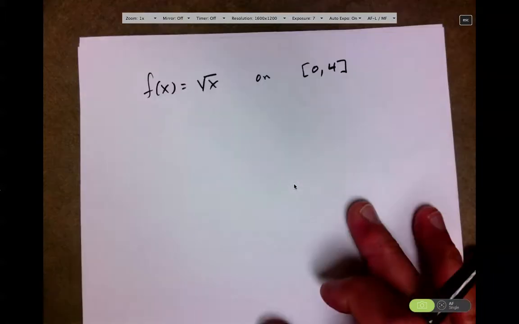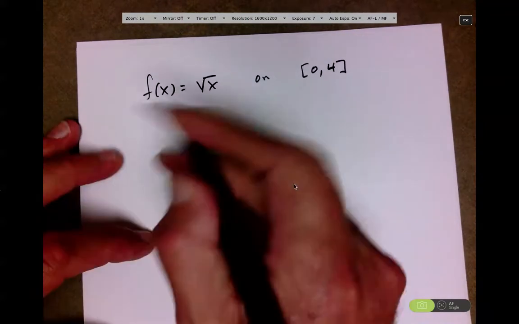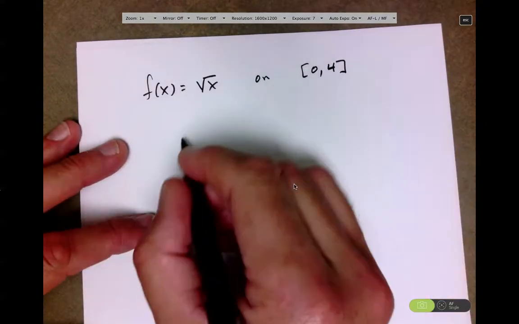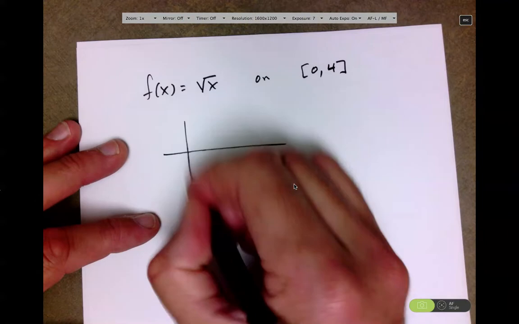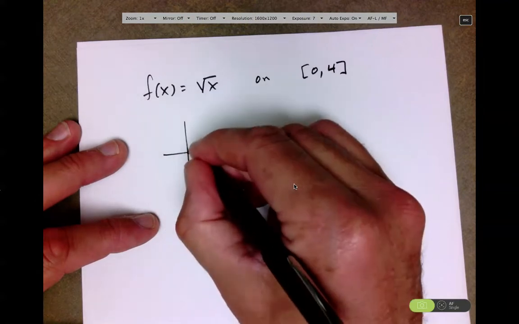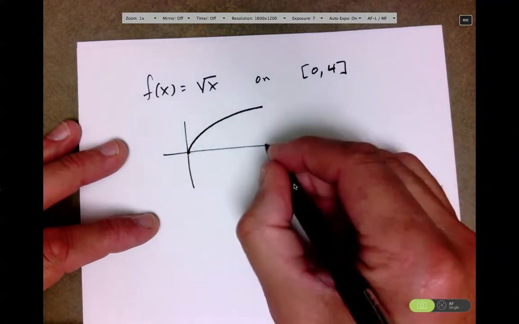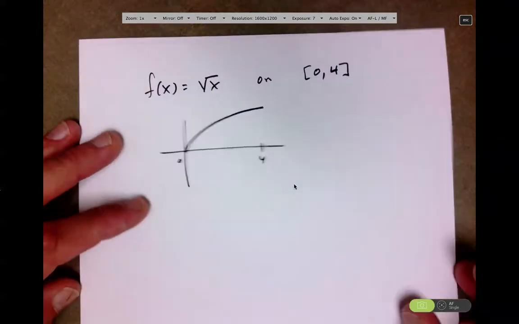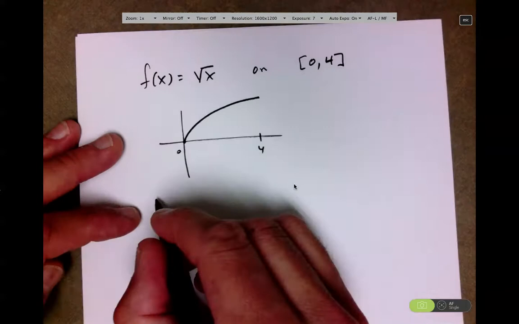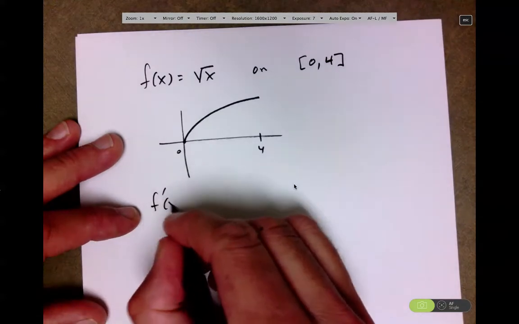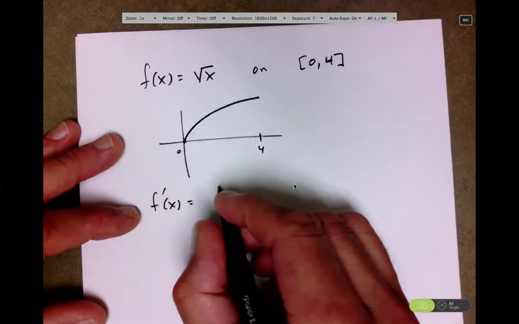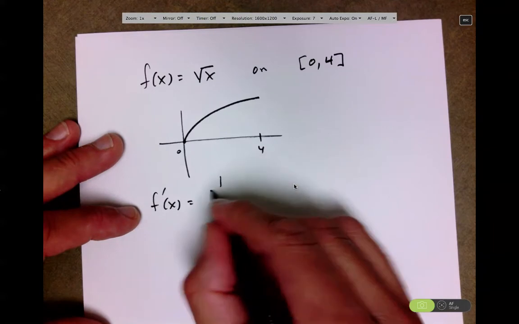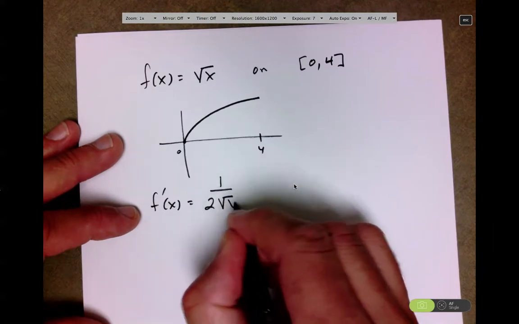Okay, so for this one, first thing is, if I want to check the conditions, the graph of this function is a square root function. And between 0 and 4, this function is a nice, connected, smooth function. All right, then if we look at the derivative of this function, it is 1 half x to the negative 1 half.